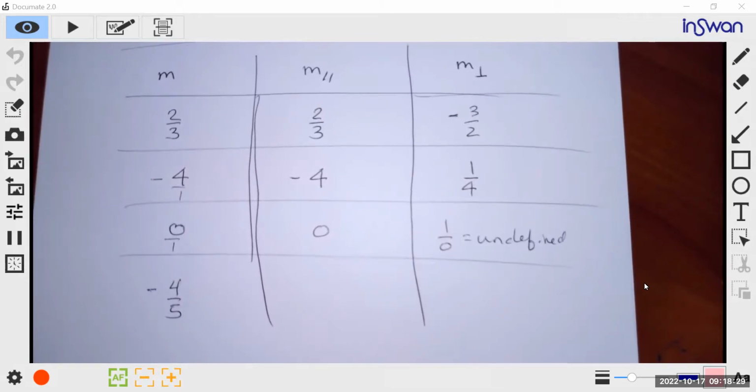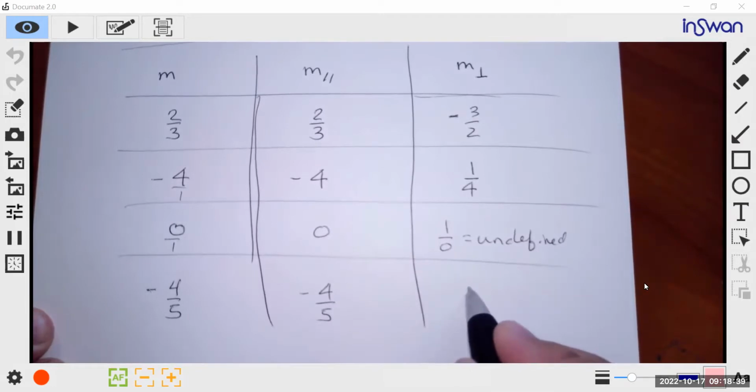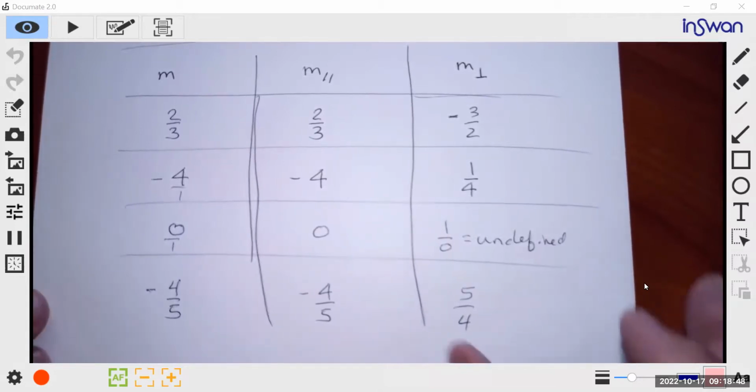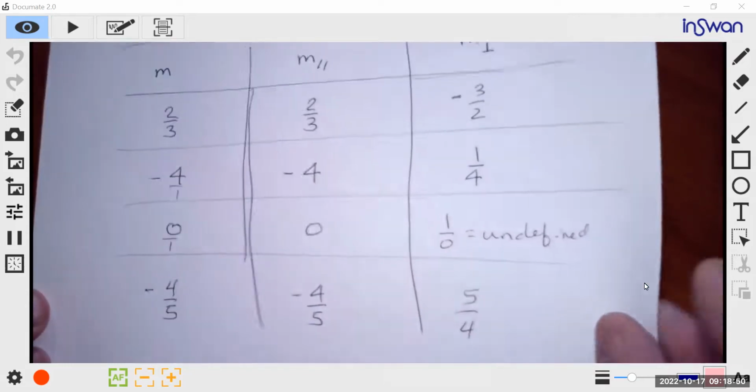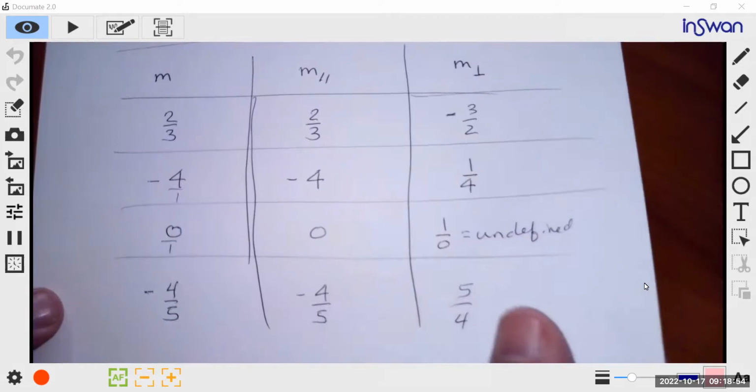-4/5. Very good. So those are how we tell if two lines are parallel or perpendicular, looking at their slopes and their y-intercepts.